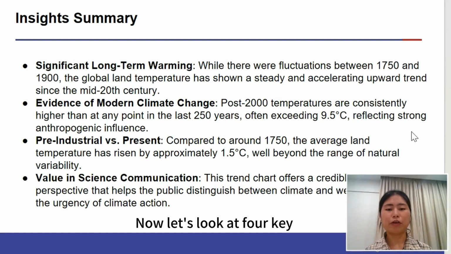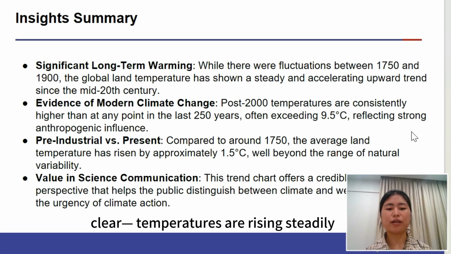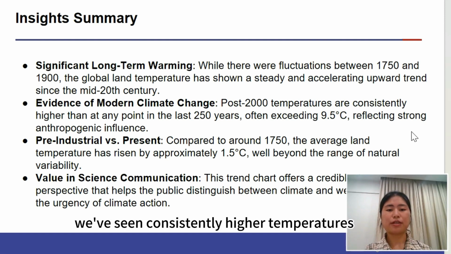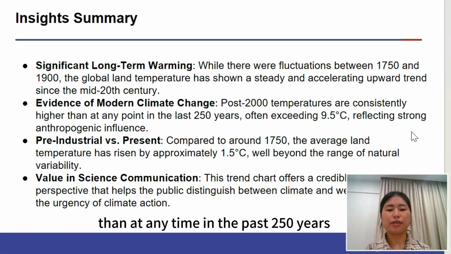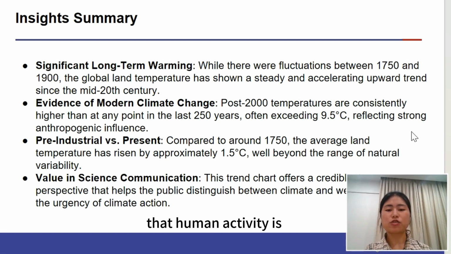Now let's look at the 4 key takeaways from this chart. First, although there were some ups and downs between 1750 and 1900, the overall trend since the mid-20th century is clear. Temperatures are rising steadily and faster than ever. Second, since 2000, we have seen constantly higher temperatures than at any time in the past 250 years, often about 9.5 degrees centigrade. This is strong evidence that human activity is driving modern climate change.